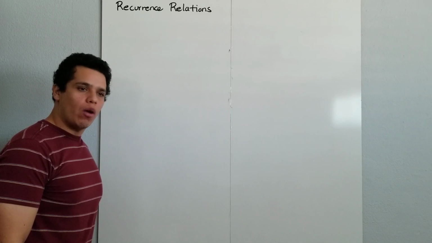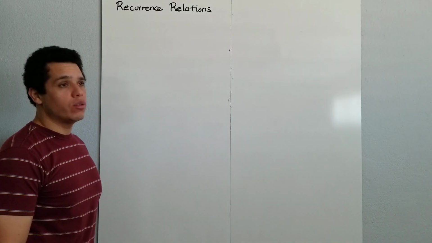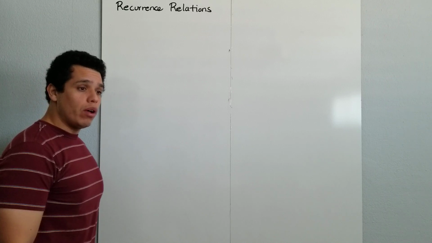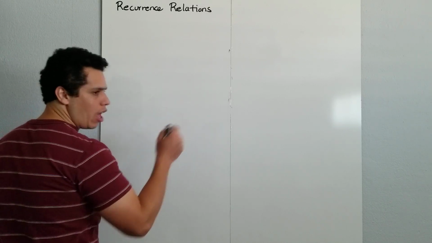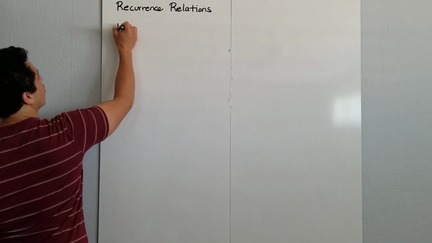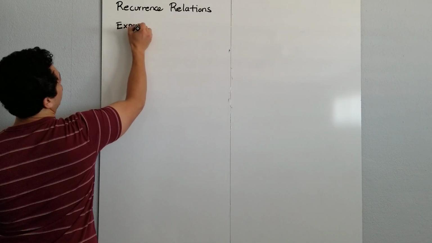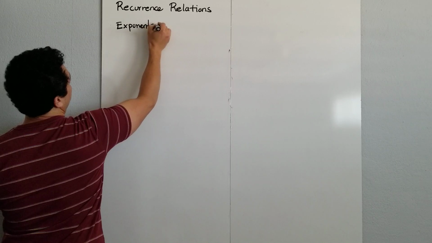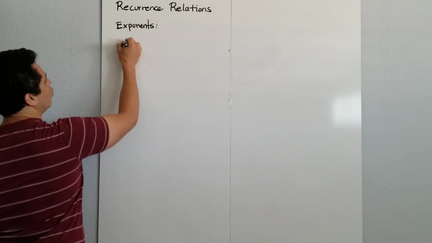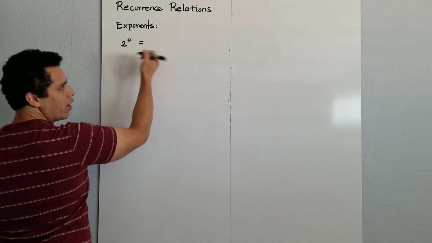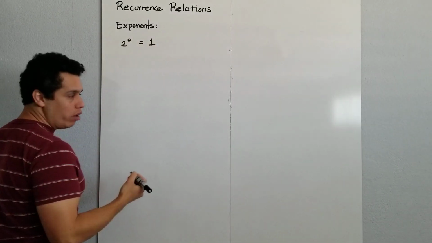Hello. Today I want to introduce the topic of recurrence relations. And to do so, I want to take a look at a particular example, that of exponents. So, when we define, for example, 2 to the power of 0, we write it as, well, 1.